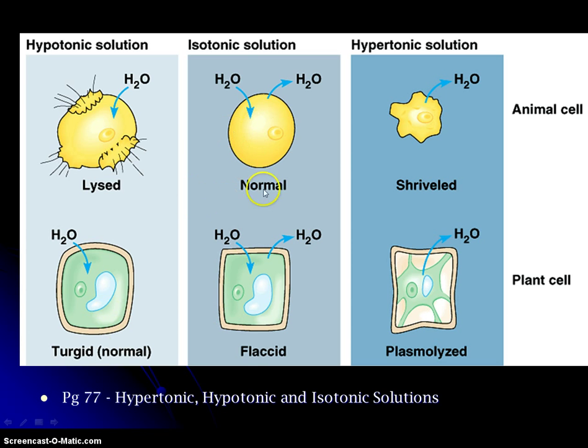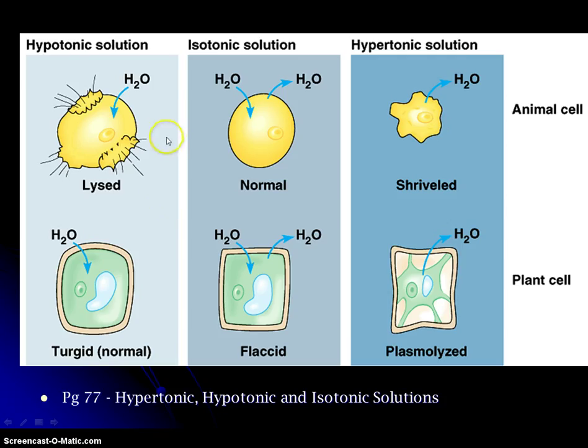In an isotonic solution, you get equal amounts of water moving in and out of the cell because there are equal amounts of solution outside the cell versus inside the cell. Same thing with the plants. And then in hypertonic solutions, you have a larger concentration of solution outside the cell, so water is going to move out of the cell to try to balance that concentration. As water is moving out, less water is moving in, and so the cell is going to shrivel.